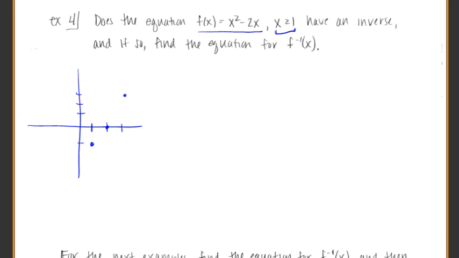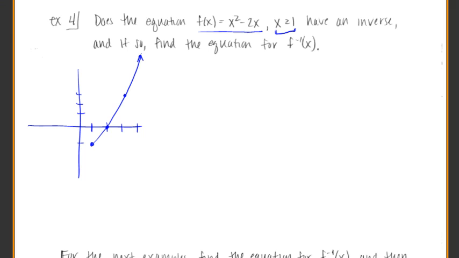And it's looking like we're definitely going to get it. If I try one more, 4. 4 squared is 16. 16 minus 8 is 8. So it's going to be kind of up there. So it looks like we're kind of doing a half thing right there. Okay, that's definitely passing the horizontal line test. So yes, I would say let's go for it.